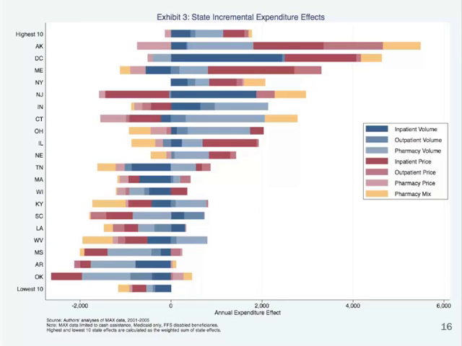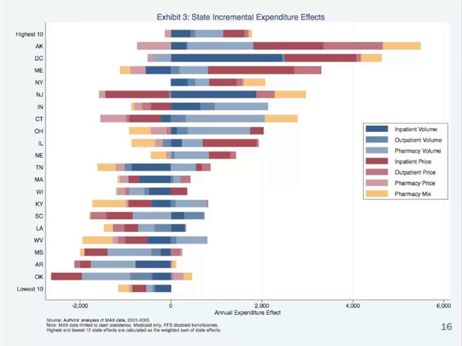It's expensive to deliver medical care in Alaska, and so inpatient price and outpatient price are very high. They also have a very large pharmacy volume in Alaska, and an expensive mix of pharmaceuticals. DC is high a lot for its inpatient volume and inpatient price. So DC is a place where inpatient is really driving expenditures. That's the dark blue and then the dark red.